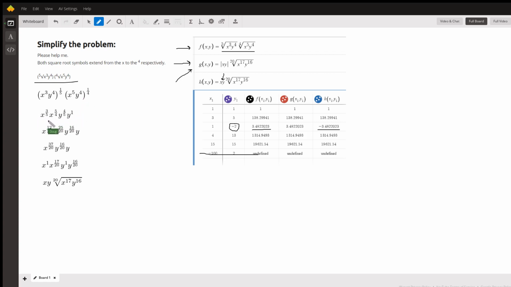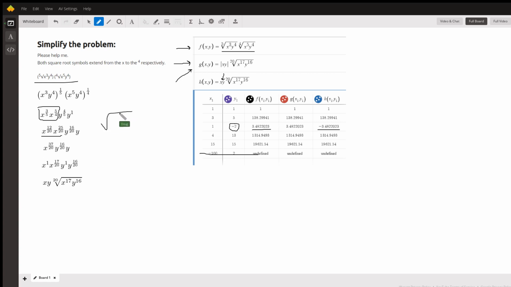Now, if I want to get these under the same radical symbol, I need a common denominator. So I convert the 3/5 and the 5/4 to 20ths, common denominator. And this y to the 4/5, I'll convert to 20ths also. And of course, y to the 1st is just y. Now I can add these exponents: x to the 37/20ths, y to the 16/20ths. And now I'm taking the 20th root of x to the 37th.